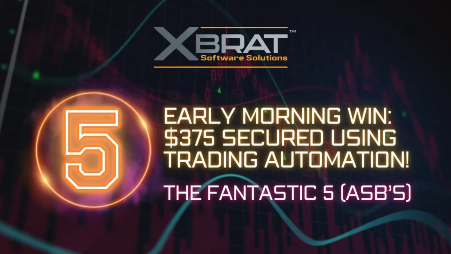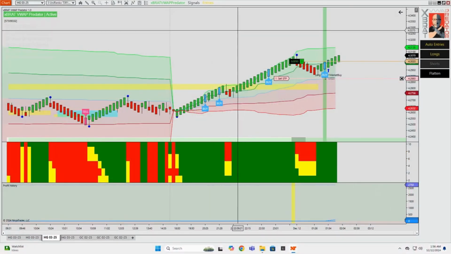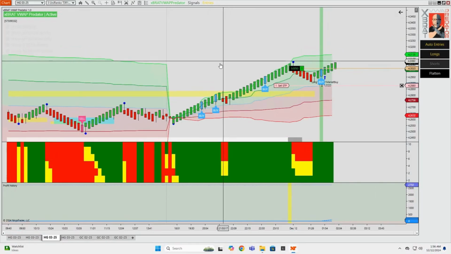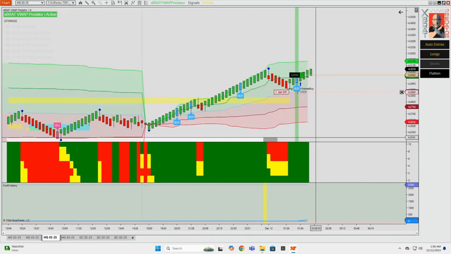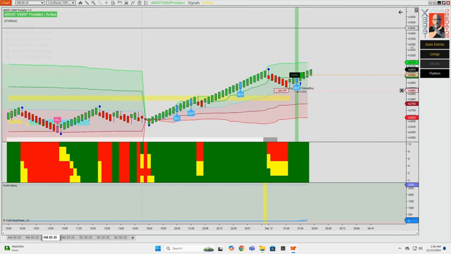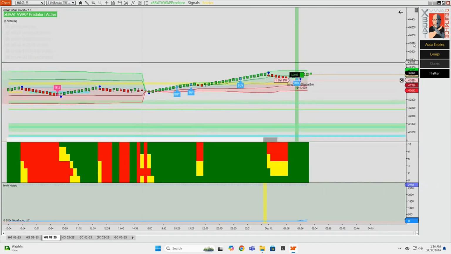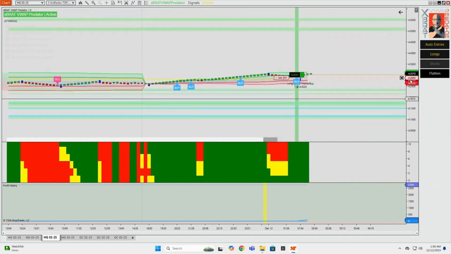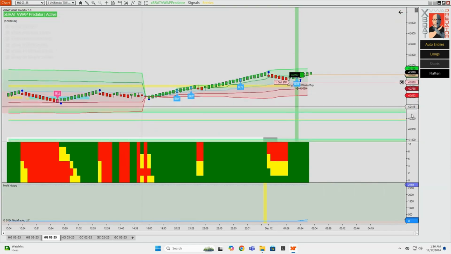So the VWAP Predator ASB has taken a trade this morning. It is 1:56 a.m. EST, so it's almost 8 a.m. in Dubai where I am. We've had a signal, we've had the confirmation, we've got fresh air because the next resistance zone is just way too high up there, 4.5. So we're good to go.